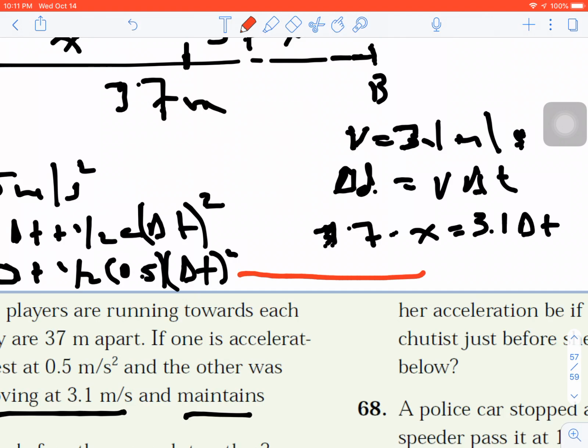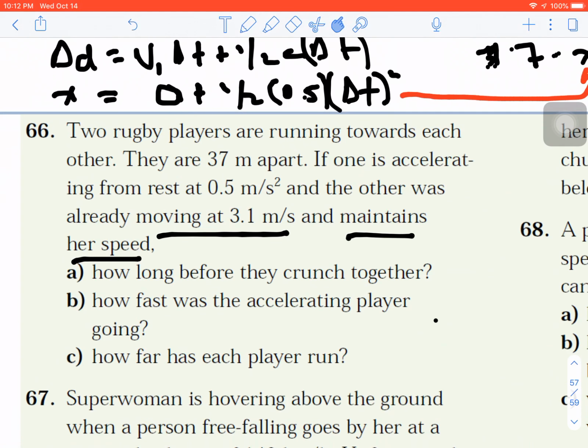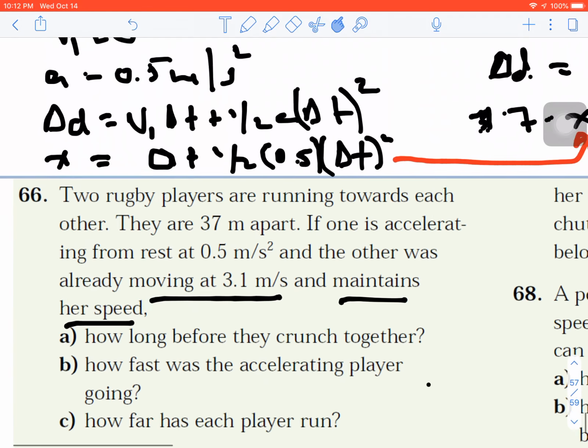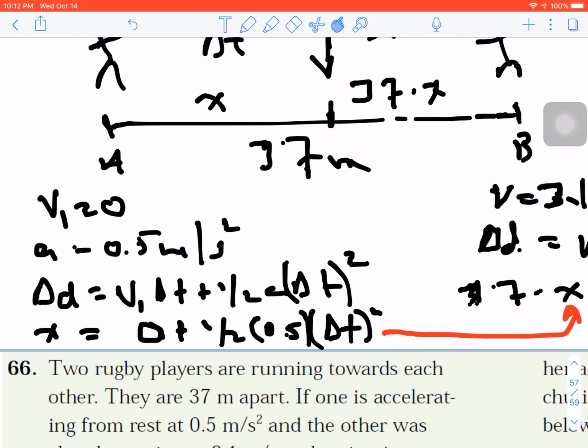Substitute this in for x up here, and I now have an equation that has only one unknown, which is delta t. Granted, I have to do my quadratic, but I can solve for the time that it takes for them to collide. Once I know that, I can answer all the other questions. So the question is, A, how long before they collide? B, how long will player A be going, the accelerating player, when they collide? And C, how far has each player run? In other words, what is x?